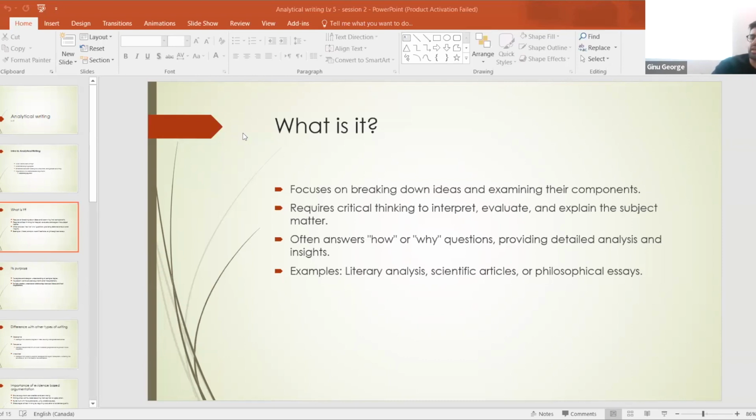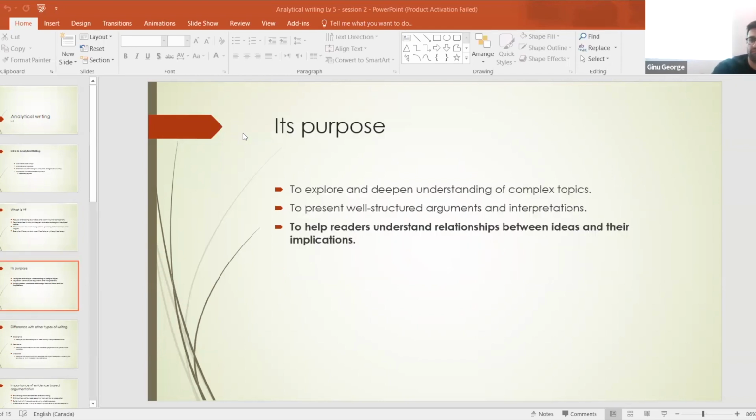The key idea being this breakdown of ideas and their interrelation with each other, right? But with what point in mind, right? What's the point? What's the purpose of doing that? Why would anybody do that? Okay, so this is where we get into the purpose of it.